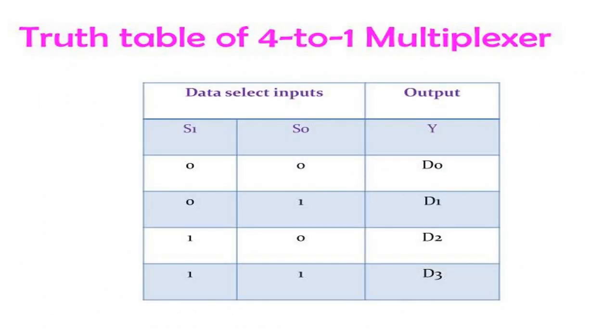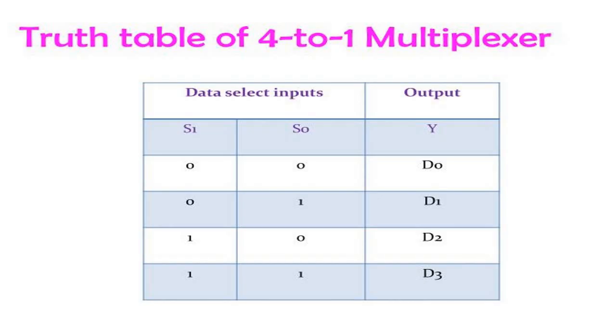So this is a truth table of the 4 to 1 multiplexer. When S1 and S0 are 0, the output line will be selected by D0. The D0 input line is connected to the output. When S1 is 0 and S0 is 1, D1 is selected as the output.